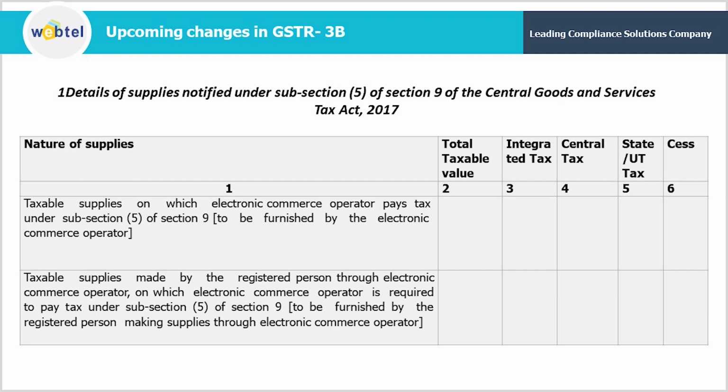So if you are making any supplies through an e-commerce operator on which the e-commerce operator is required to pay tax, then that is to be reported by the regular taxpayer in its second part, and the first part is to be reported by the e-commerce operator. Here it is to be noted that the supplies covered under section 9(5) of the CGST Act are to be reported, that is housekeeping services, restaurant services, services by way of providing accommodation, and services of transportation of passengers, and these supplies will not be covered in table 3.1. So this table is different from table 3.1.